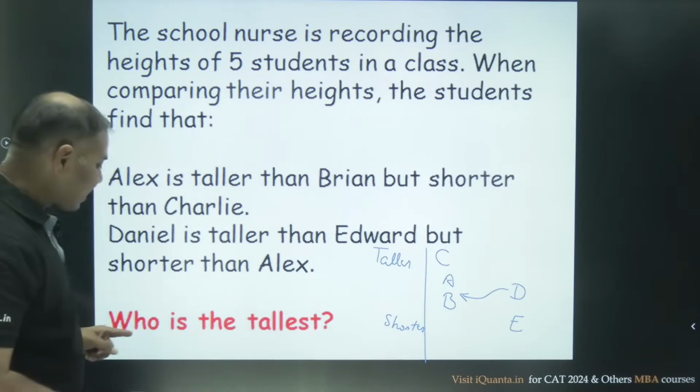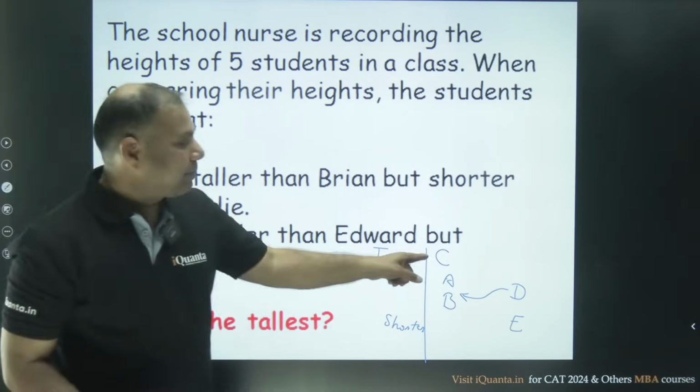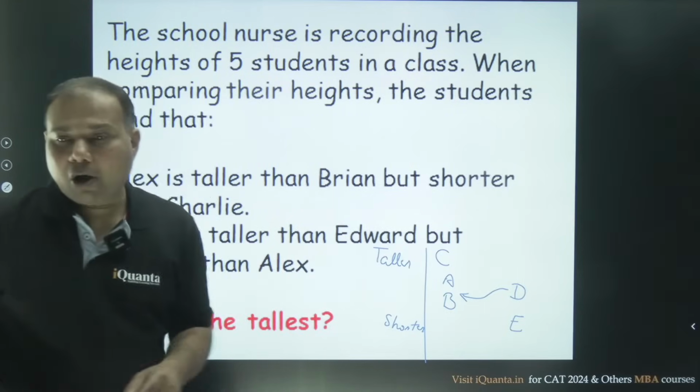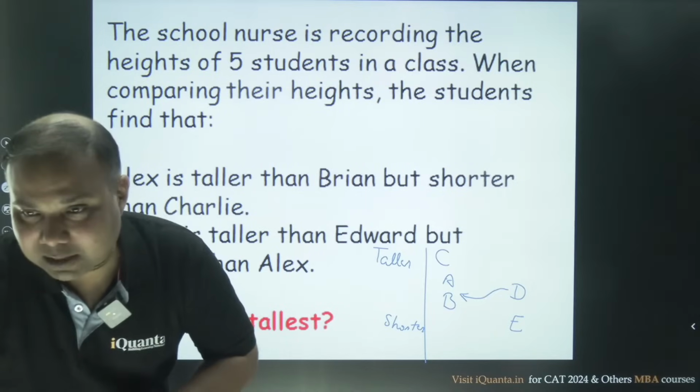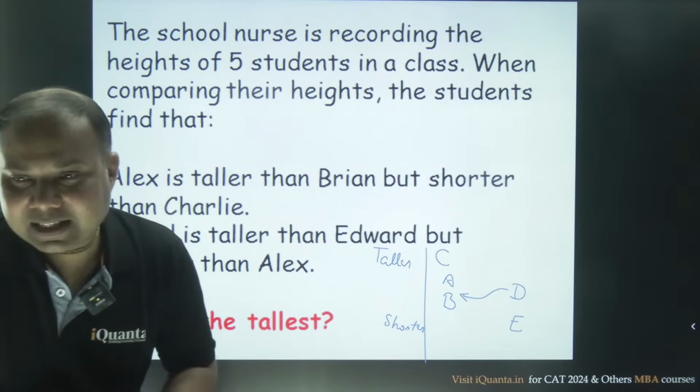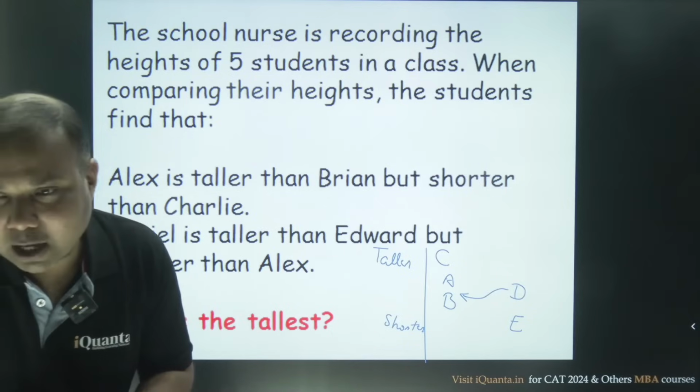So the question is asking about who is the tallest. Clearly C is the tallest, there is no dispute about that. But if you are talking about the complete order, then many things are possible. Yes, Akshay is saying we can say Charlie is the tallest and Alex is the second tallest. Wonderful, but not the order of the other students.